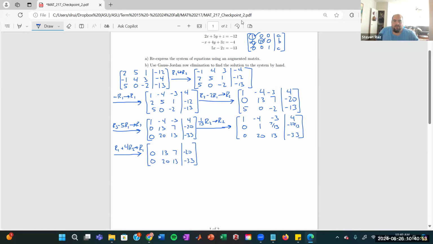So 0, 13, 7, 0, 20, 13, -33. All right. Row 1 plus 4 of row 2. So one thing we don't have to worry about is, because we already dealt with these zeros, that 1 we had in the top left is not going to be altered. But what is row 1 plus 4 of row 2? So what's negative 4 plus 4? That's 0. That's why we chose this. So 0, 1, 7/13, negative 20/13.